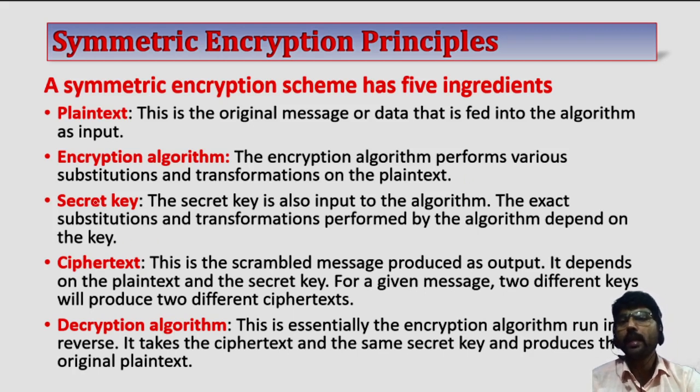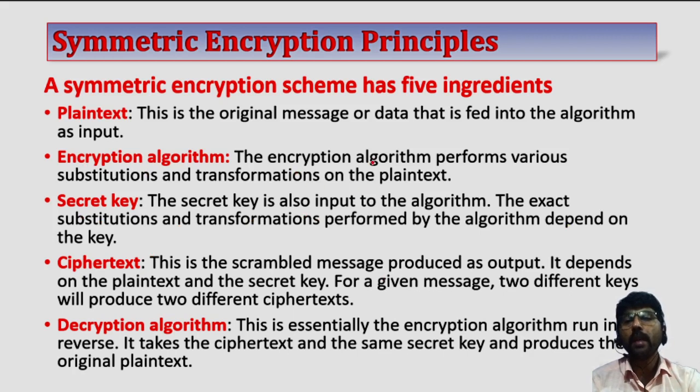The next one I need is called secret key. To encrypt this data, plain text, we need an algorithm. To that algorithm, we have to use a secret key. Depending on this secret key, whatever the secret key is provided by the user, depending on that one, the data is actually encrypted. Okay, the secret key is also an input to the algorithm. Apart from plain text, we are also feeding the secret key to the algorithm. The exact substitutions and transformations performed by the algorithm depend on the key.